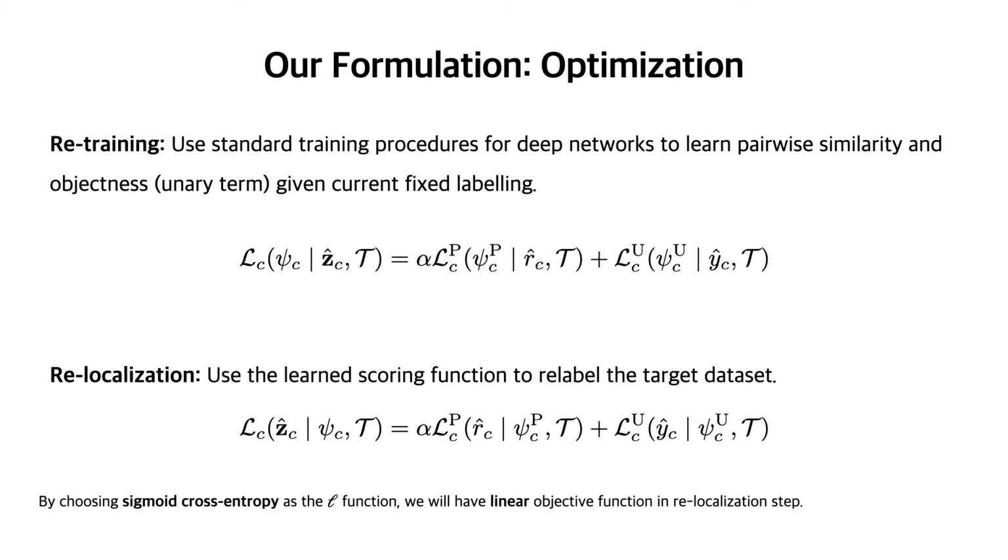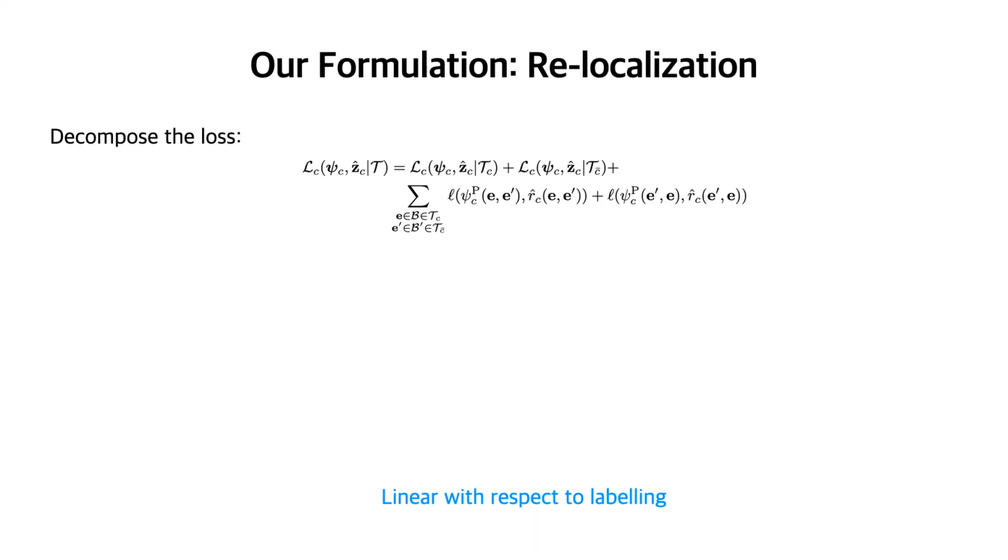We find that if the sigmoid cross entropy loss is employed in the loss function, this optimization is actually a linear program. To see this, we decompose the loss into three terms. The first and second terms are the loss defined on the positive and negative images respectively. The last term is the sum of the pairwise losses defined between positive and negative images.